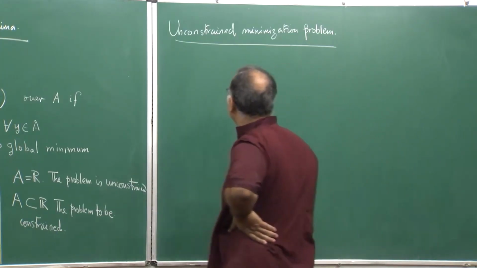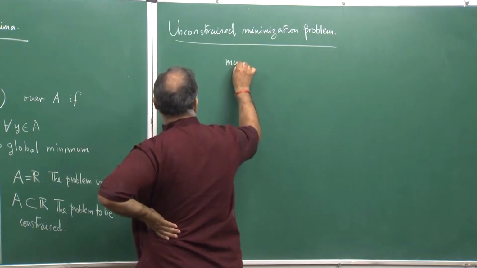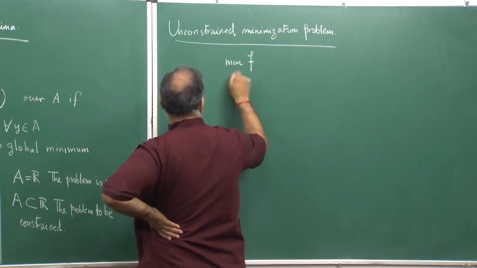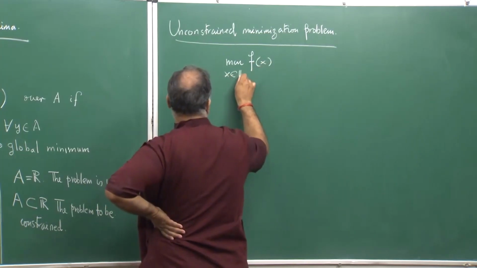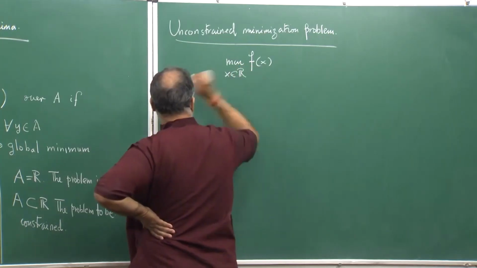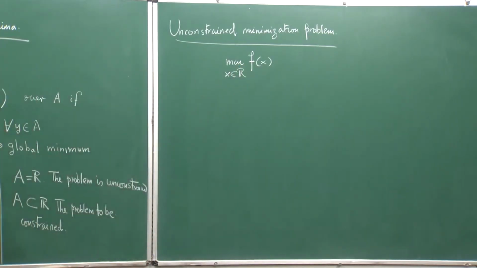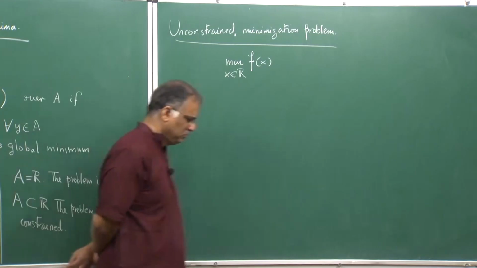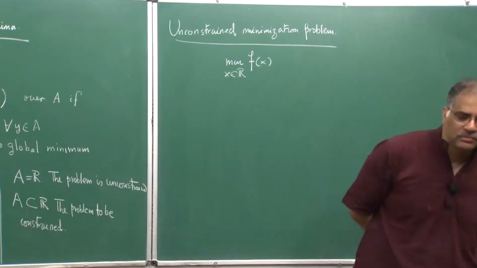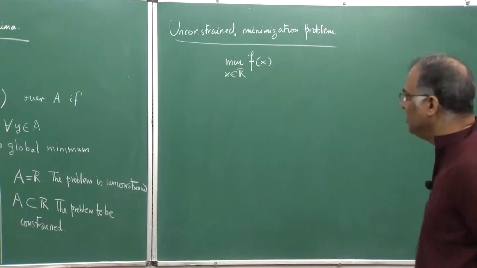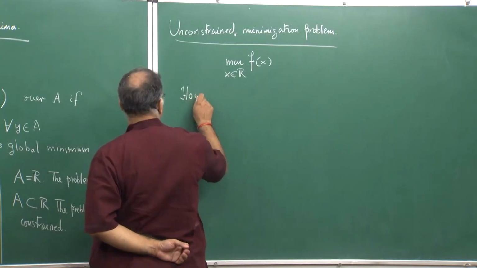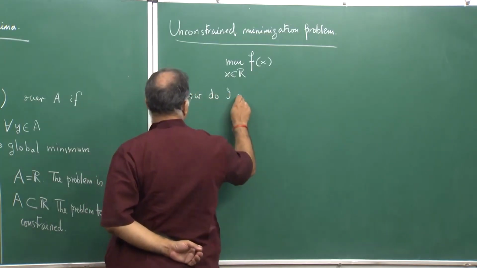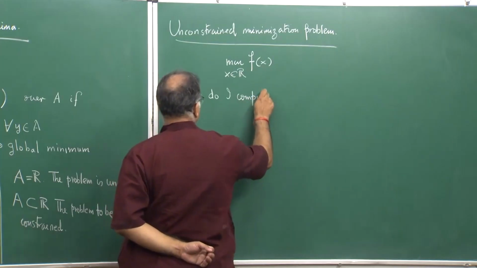Now, here my problem is simply stated as: minimize the function f, or if you want to be more precise with the function values, f of x, with x over the real line R. So, what can we say about the nature of a minimizer? How do I compute a minimizer, or compute a minimum point?